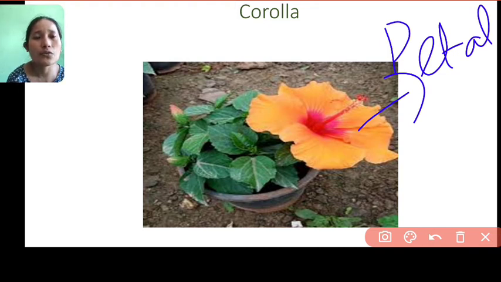Okay, and in the case of flowers which are pollinated by insects or birds, the flower has to be attractive so that these birds and insects get attracted towards the flower. So for the attracting purpose, your petals are used because they are very brightly colored.